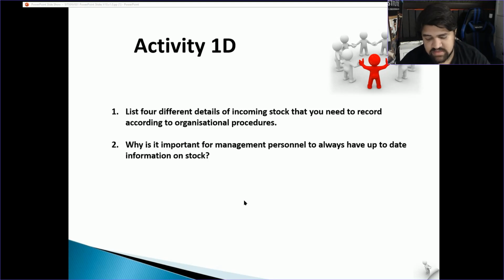And why is it important for management personnel to always have up-to-date information on stock? Very important, because they're the ones that are controlling the money. If they don't know that they're out of bread, they're not going to put any funds toward bread purchasing. So they need to know. Also, it's important for them to know what is here, what isn't here, why it isn't here, what the issues were for us to source that item, and are we going to look for a substitute, or are we going to try and look for another supplier?